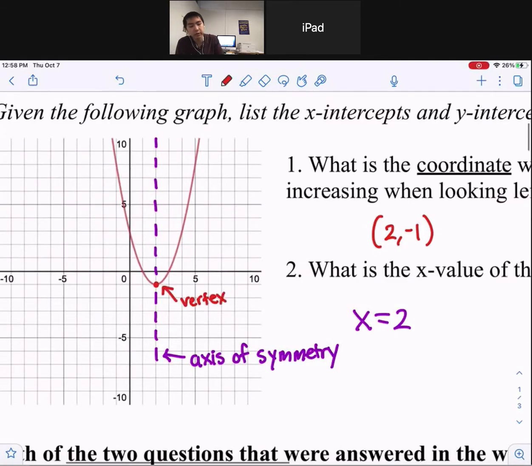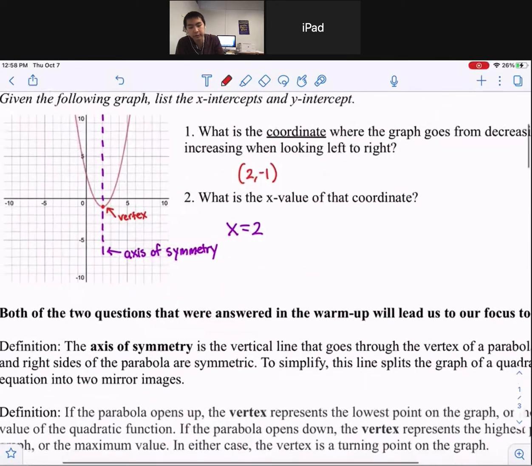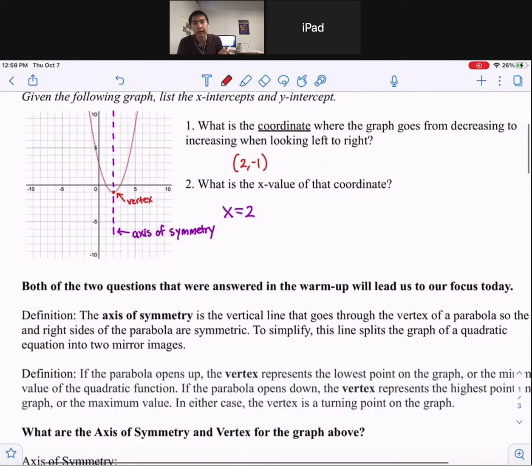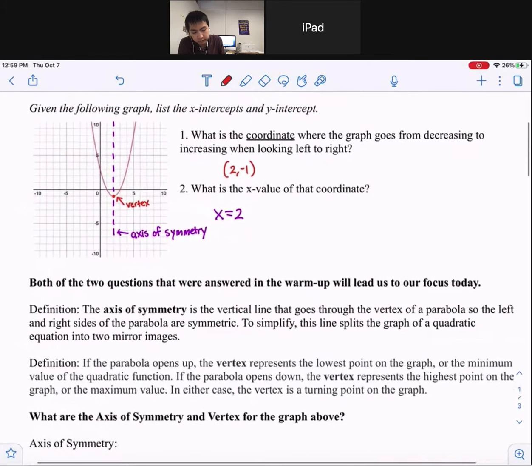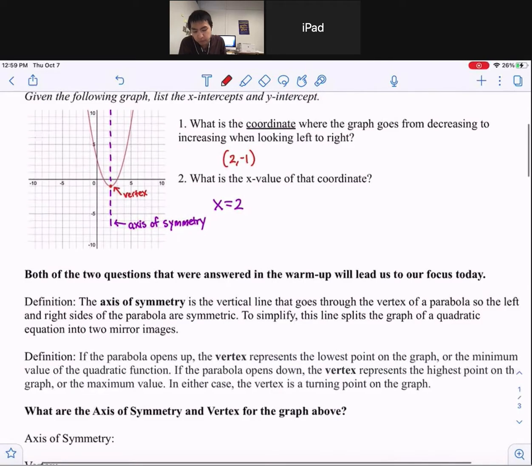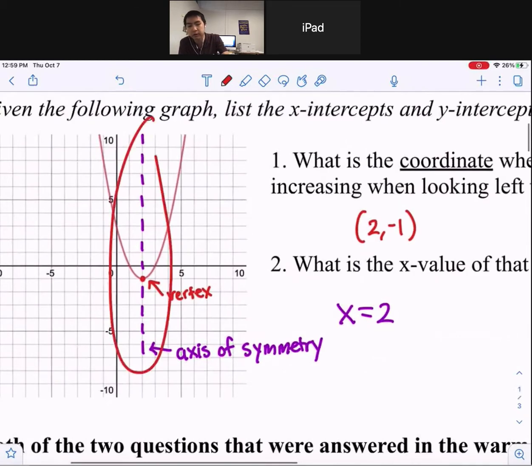So today we are going to explore these, and you'll notice that vertex and axis of symmetry actually go hand in hand. So definition: the axis of symmetry is a vertical line that goes through the vertex of a parabola. So the left and right hand sides of the parabola are symmetric. To simplify, this line splits the graph of a quadratic equation into two mirror images, which kind of makes sense because you guys looked at this graph. It's dead on right in the middle of this graph, cuts it in half, and it produces two mirror images, right?